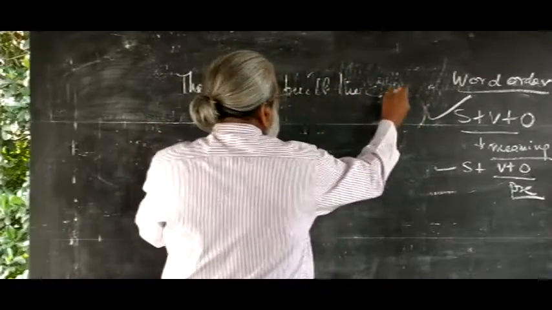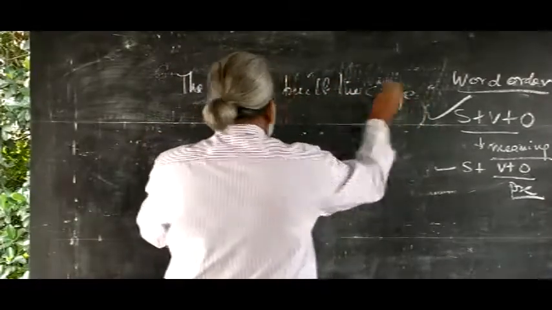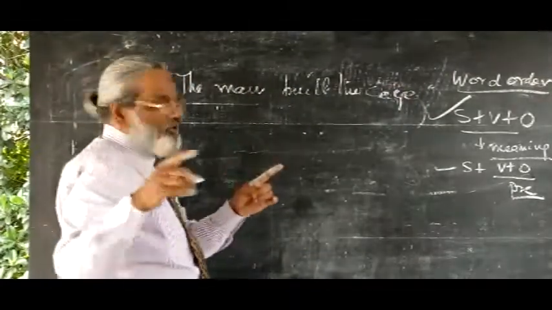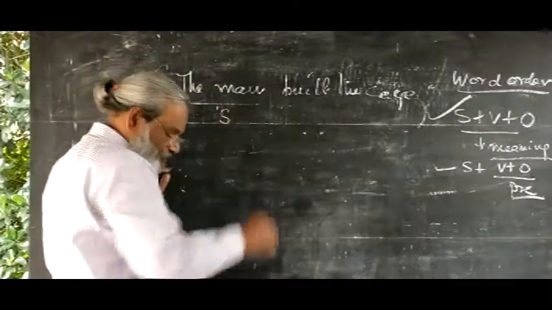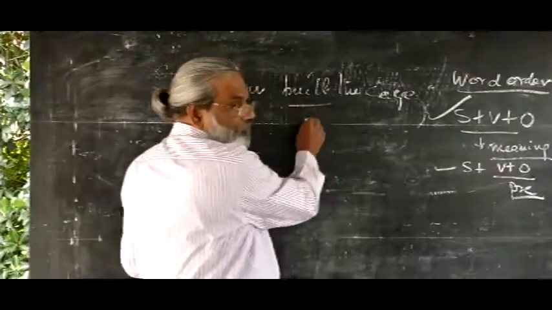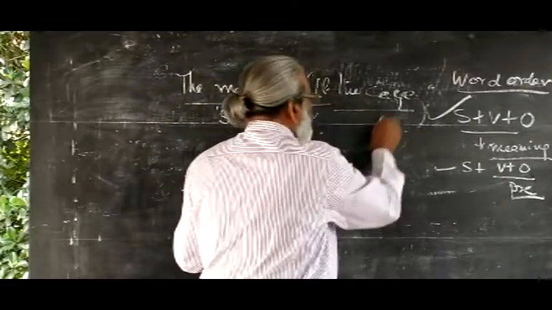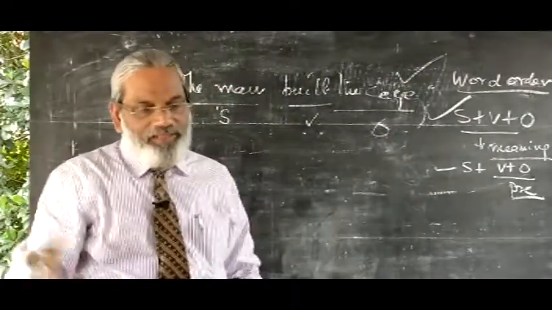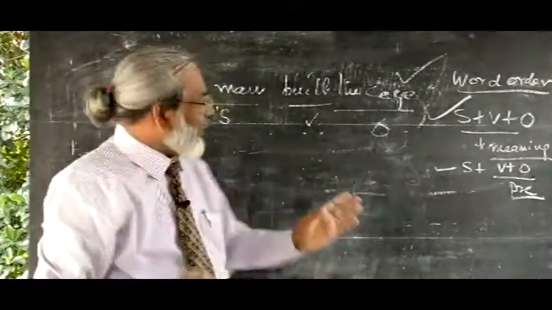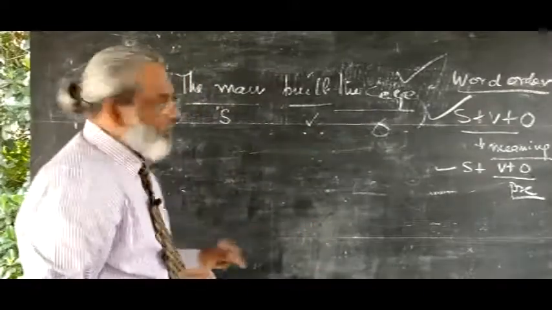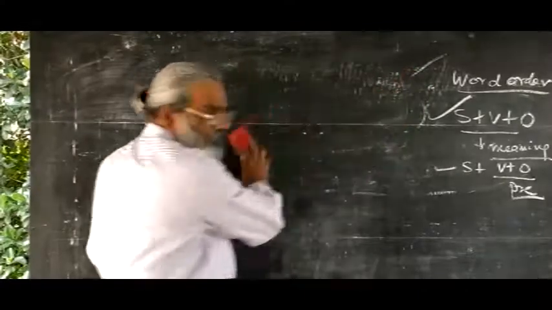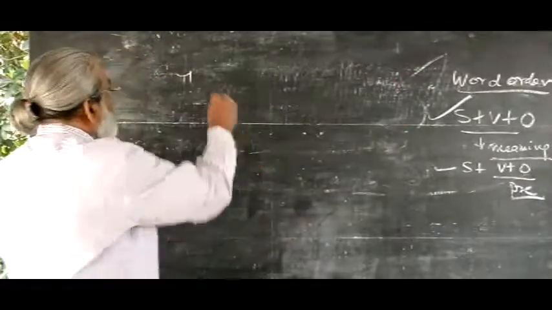Look here, the man built the cage. They ask you to find the elements. The man, subject. The built, verb. The cage, object. Answer over. So this is the method. Another example: I will give you one more example taken from the textbook.